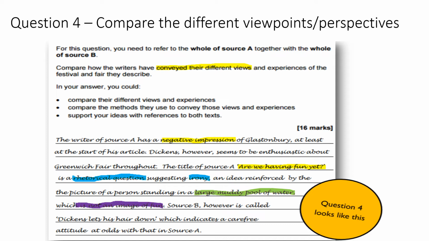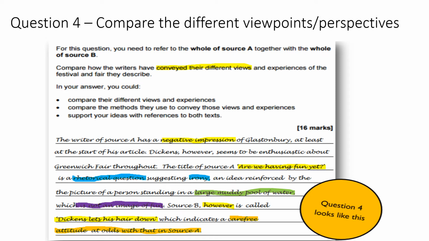Source B, however, so we're using that comparative language here again, is called Dickens Lets His Hair Down. So once again there we have the evidence to support that, which indicates a carefree attitude at odds with that in source A. So we've said why has he used that title, and linked it back to the different view with that in source A.